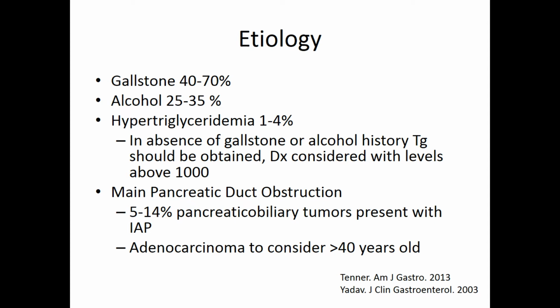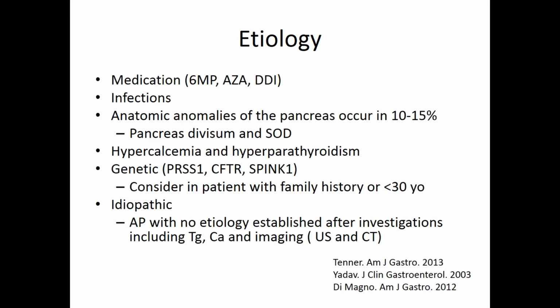You also have to consider the presence of a main pancreatic duct obstruction, and up to 5 to 14% of pancreatico-biliary tumors present with idiopathic acute pancreatitis. You also want to make sure you're considering the presence of an adenocarcinoma, especially in patients that are older than 40 years old. Other etiology includes medication. 6-MP and azathioprine are very frequent causes of acute pancreatitis, very well established, and you also think of heart therapy as potentially causing the disease.